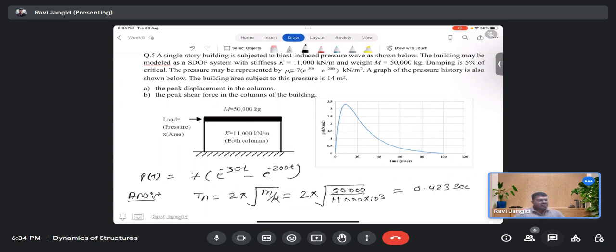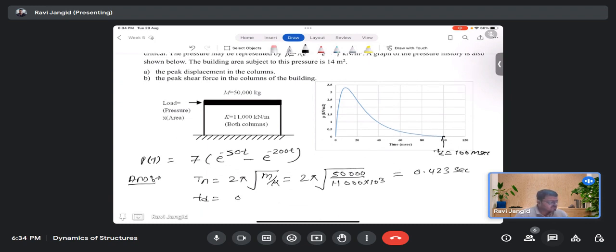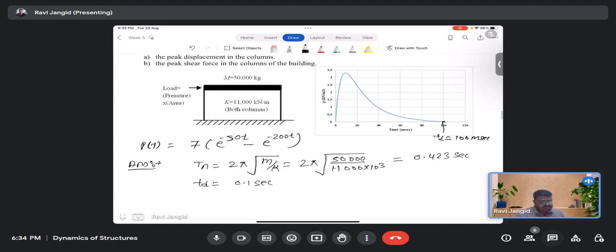Okay, and the time duration is given as TD. You can see this, the time duration TD is 100 millisecond. So what does 100 millisecond mean? 0.1 second. Okay, so what is my TD by TN?